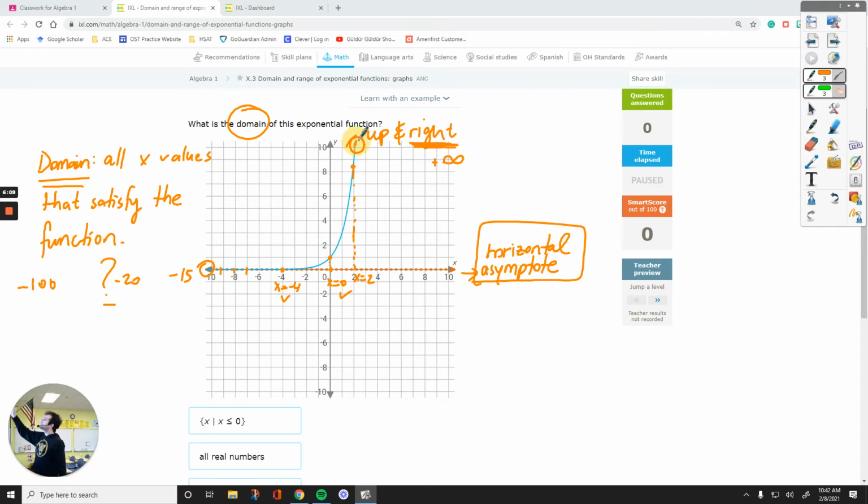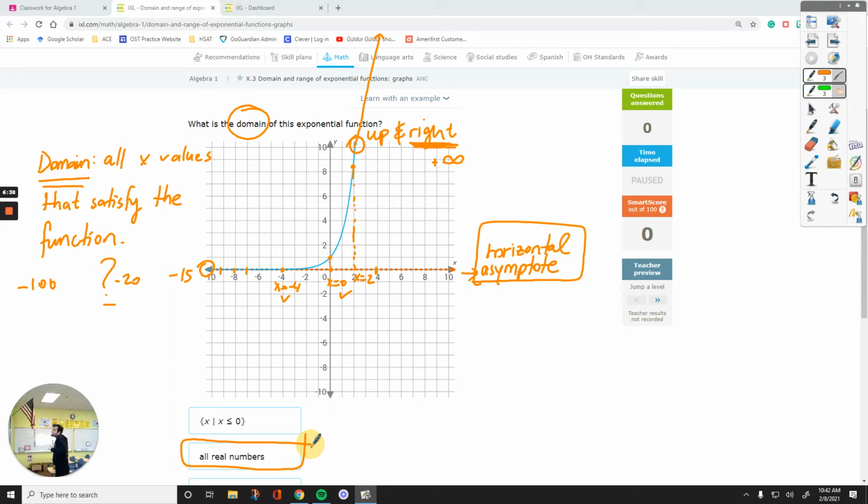Because if you extend this line over here, x equals 4 is going to be part of the graph. If you extend it a little further, x equals 8 is going to be part of the graph, and so on. All of these positive numbers are going to be part of your domain, which is why this question's answer is going to be all real numbers for the domain. All negatives and positives are going to be part of our solution.